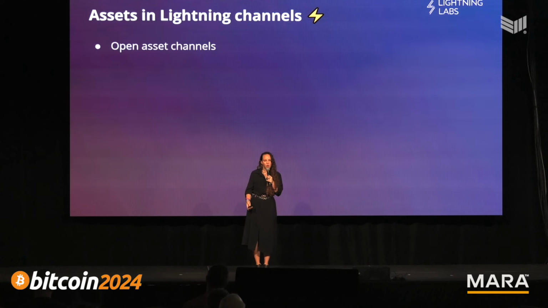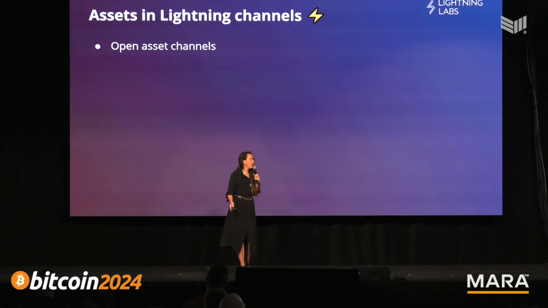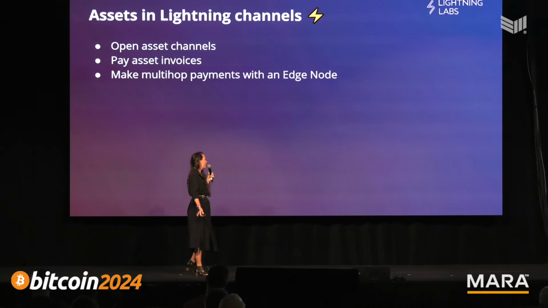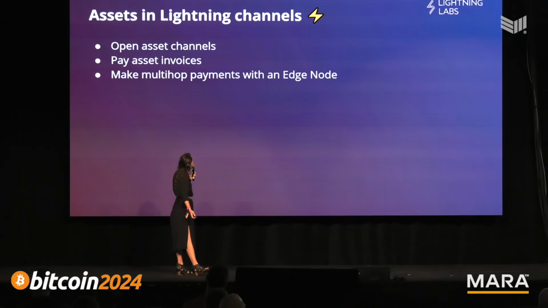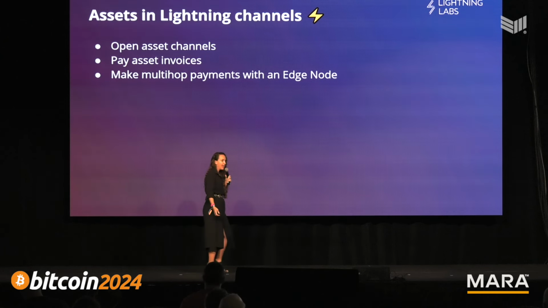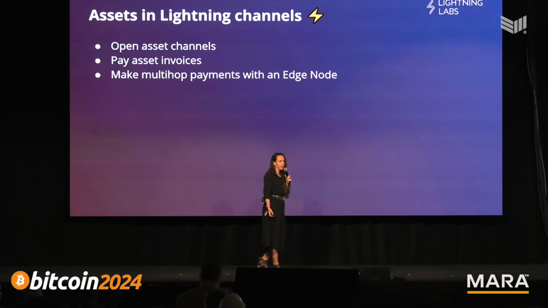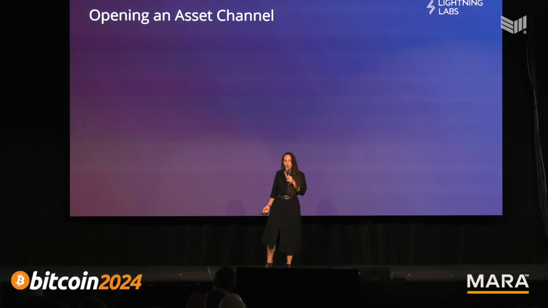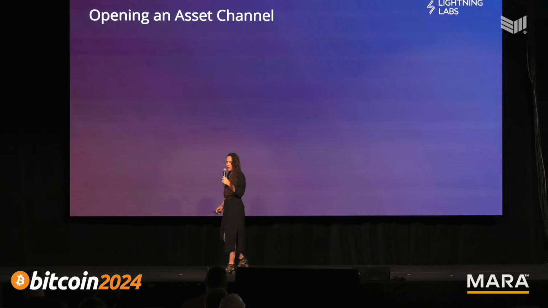All right. So we can open asset channels. We can pay asset invoices on the Lightning Network, which is quite cool. And then especially cool is we can make multi-hop payments with an edge node. And we'll spend some time today talking about what is an edge node and how do we use that. All right, so in just a moment here, we'll show you a video.